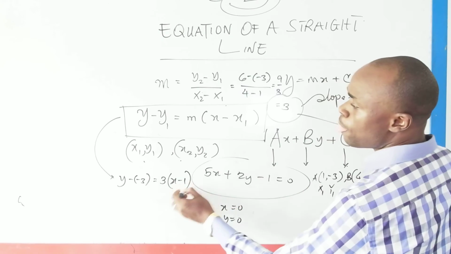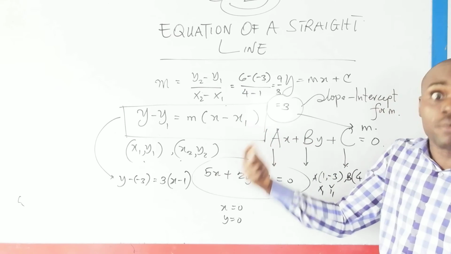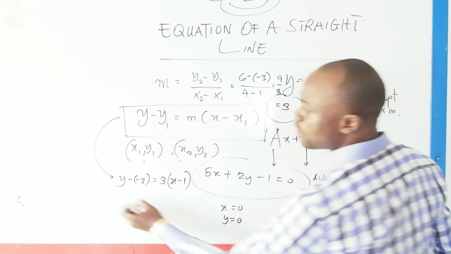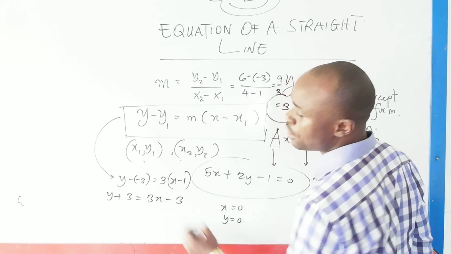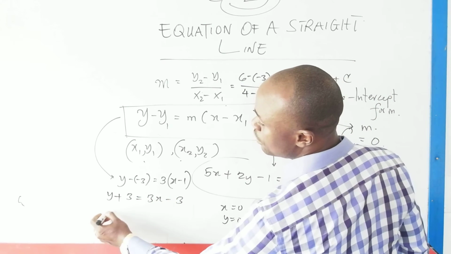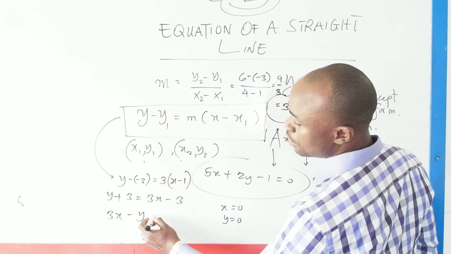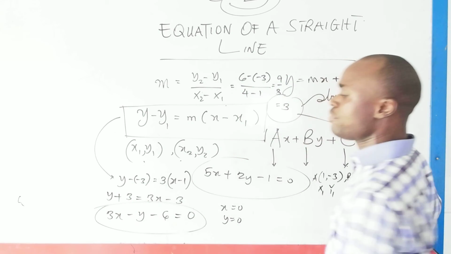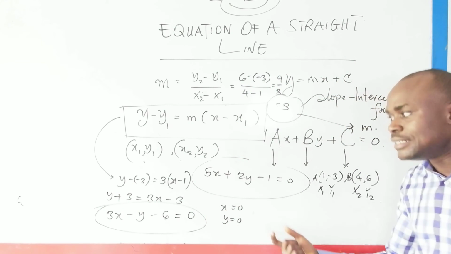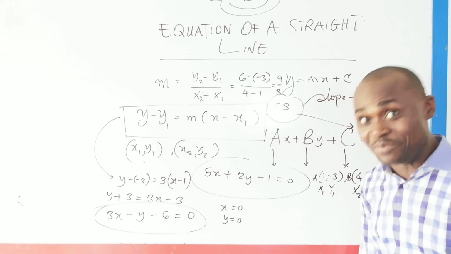x1 is 1. So what I need to do is to simplify this and write it in this form or in this form, any form I want. Already I know the slope. So this is going to be y plus 3 equals 3x minus 3. Solving this, I'm going to have 3x minus y minus 6 equals 0. So if I collect like terms here and arrange this, I'm going to land at that equation. And this is the equation of a straight line which we can't even see.